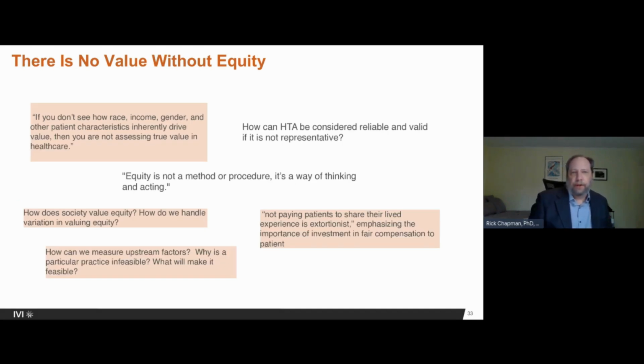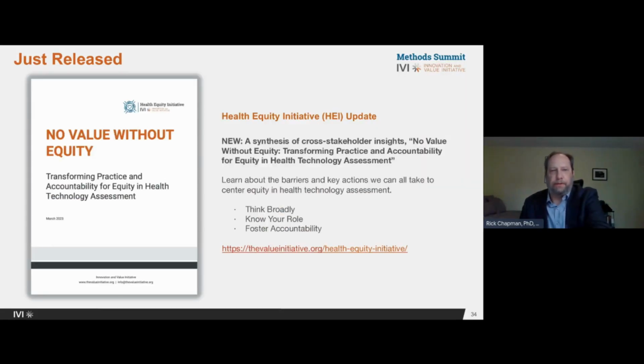One of the things we've learned through this work, talking with various stakeholders, is you can't really talk about value without equity, and that to really talk about it without bringing in these types of issues, we're missing things that are very important to patients and to the healthcare system. We've recently put out a publication from our initiative called No Value Without Equity. And if I can get my slides to advance, there we go. I believe this is in the handouts, so if you want to get a copy of this, and then there's the website here if you want to find out more about our initiative or to get involved in that initiative.